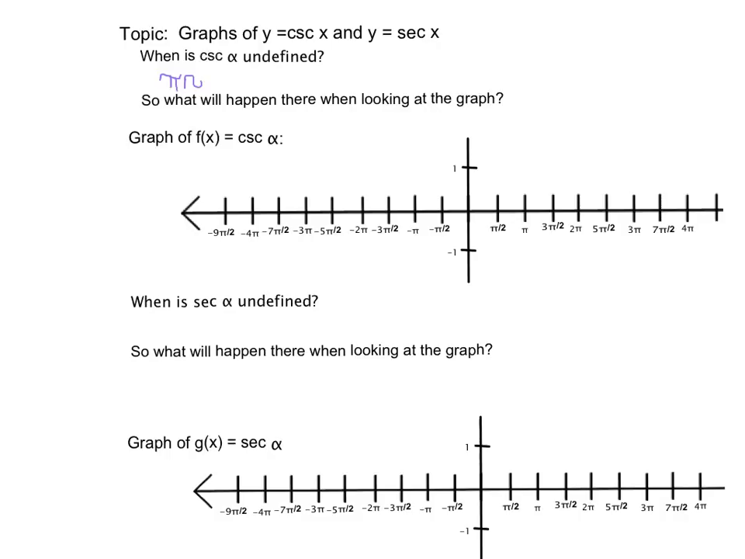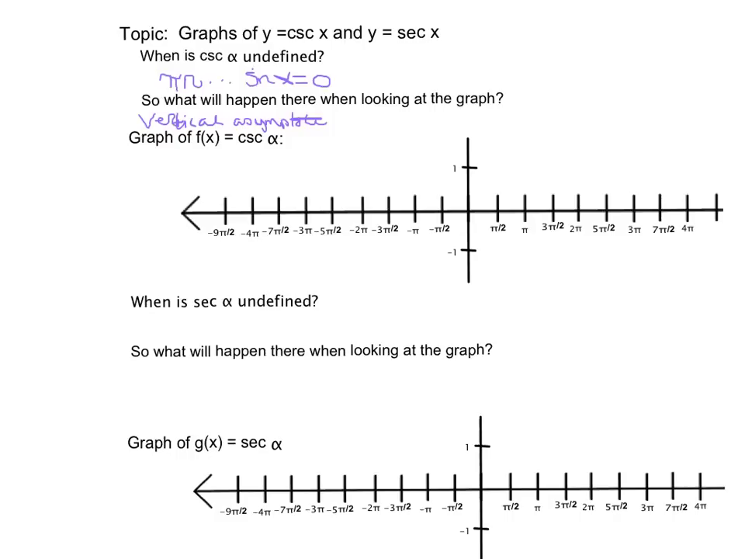Or we can also say, and this is going to be more helpful for us when graphing, it is undefined when sine of x equals 0, which should make sense since cosecant is 1 over sine. So when we look at the graph, remember that if we have an undefined value, we're going to have a vertical asymptote there. And if you remember, a vertical asymptote is an imaginary line that a function can get extremely close to but never touch or cross.